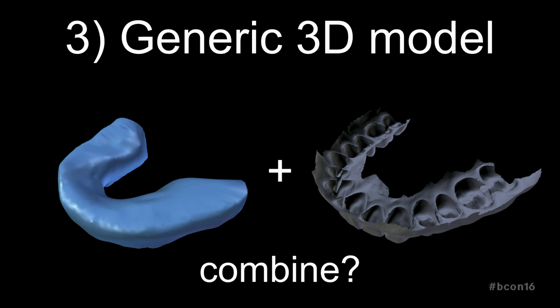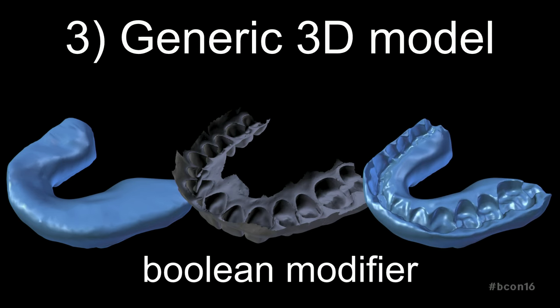And the first thing that came to mind for me was to use Blender's Boolean operation, the Boolean modifier, because this allows you to take an object and cut out part of it based on another object. And that's basically what we want to do here.